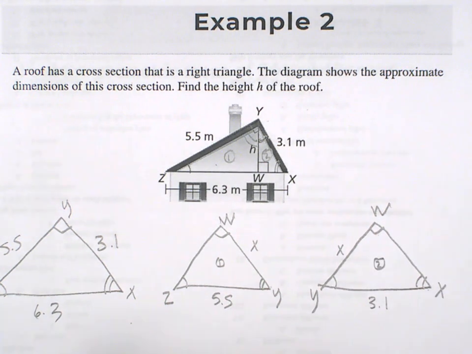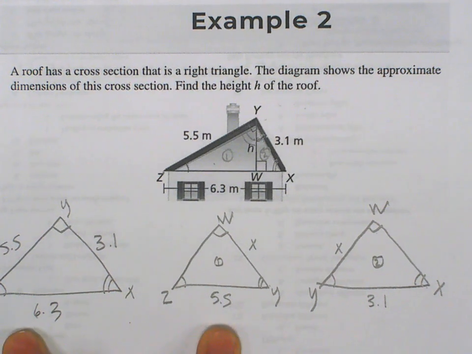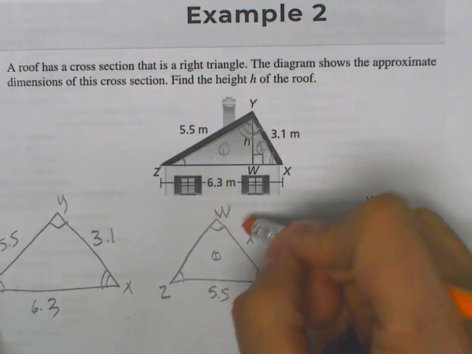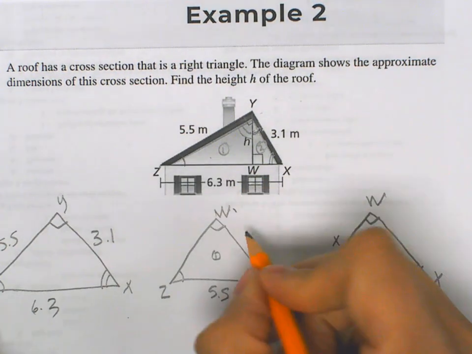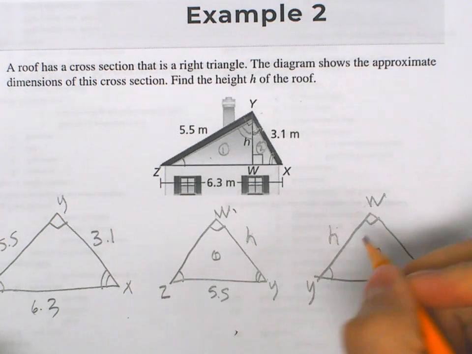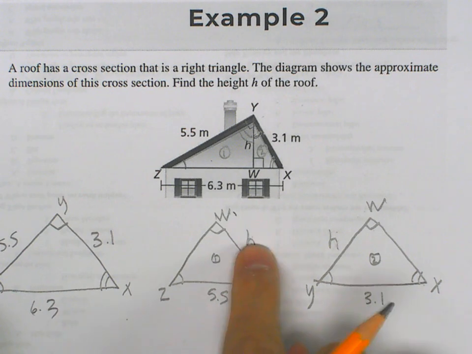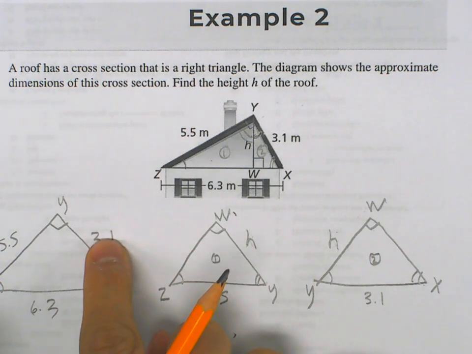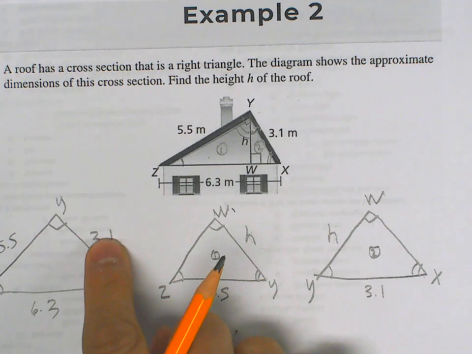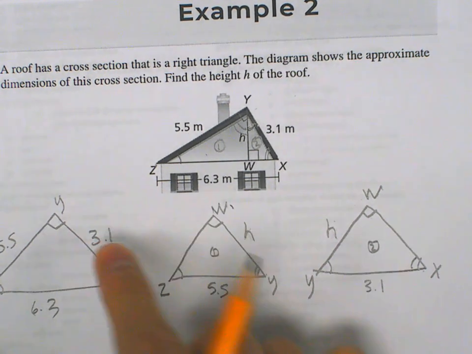I don't have that many options, to be honest with you. I have to use these two in order to find that, I shouldn't call it x, I should call it h, since that's what we're using. So that is going to be the h. If I look at this, I can see that this is proportional to this one and this one proportional to this one. So what we're going to do is set up our proportion, like this.